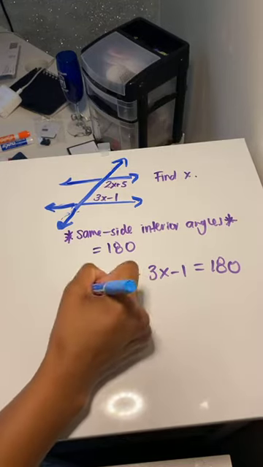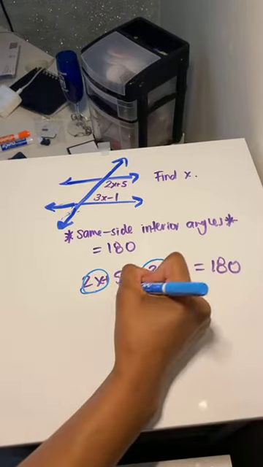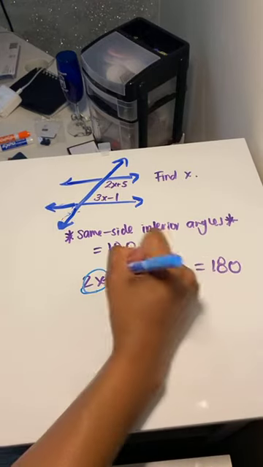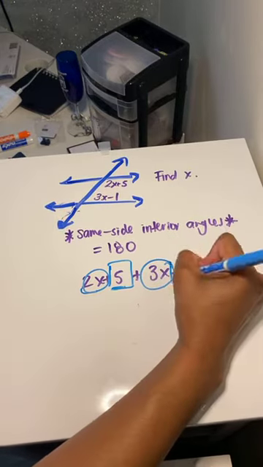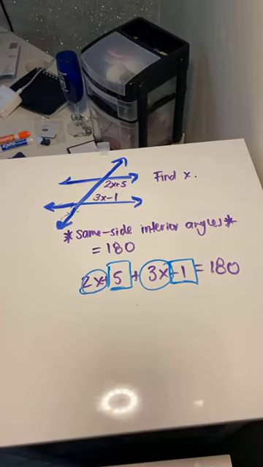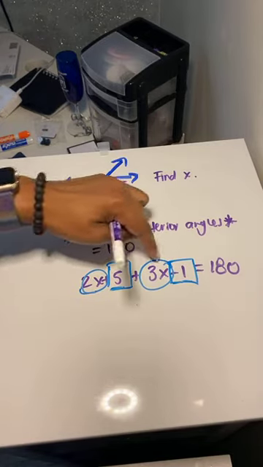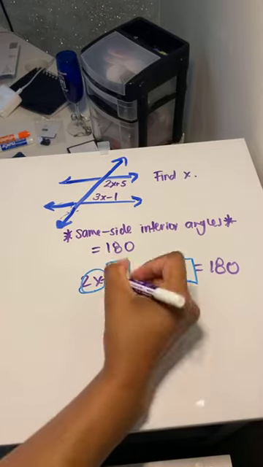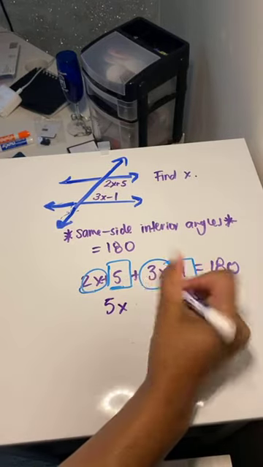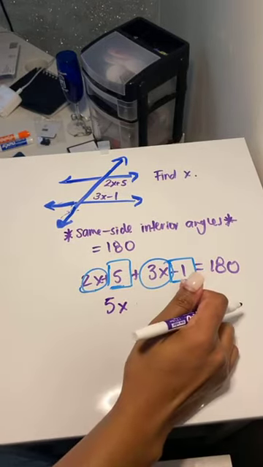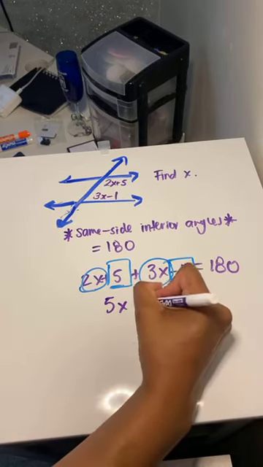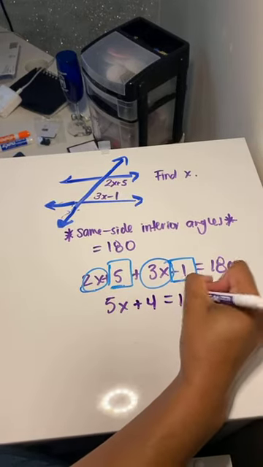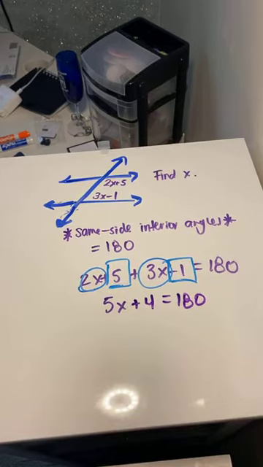2x, 3x, 5, and negative 1. Put a box around it. Don't forget that negative with the 1, all right? So I got 2x plus 3x. That's going to give me 5x. And then 5 plus negative 1, that's going to be 5 minus 1, so it's going to be positive 4. 5x plus 4 equals 180. Are we good so far?